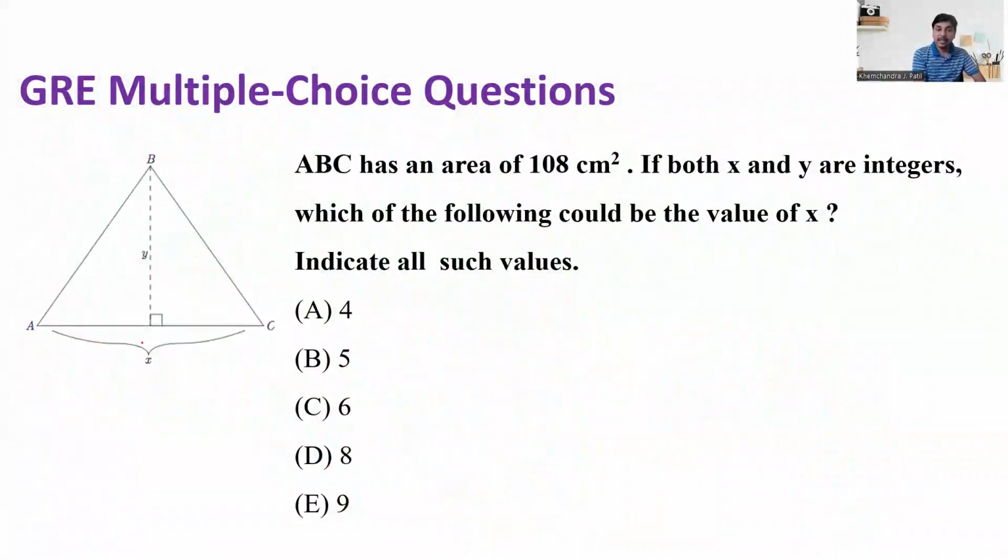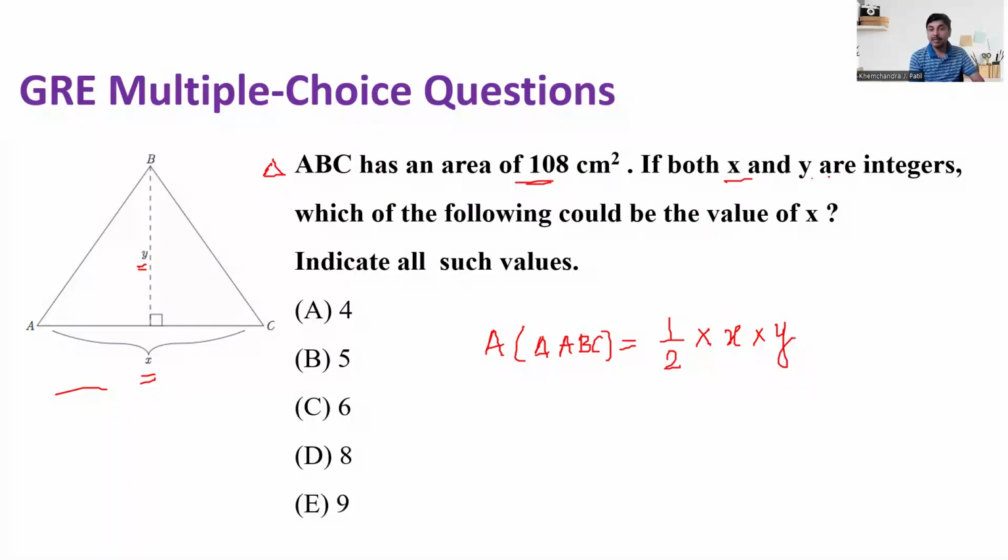Yes. Let us try to understand this question. Here a triangle is given. The base of the triangle is x and the height of the triangle is y. What they are saying: a triangle ABC has an area of 108. We know what the area is: area of triangle ABC, since we know height and base, is half of height multiplied by base. x and y both are integers. Now, which of the following could be the value of x?